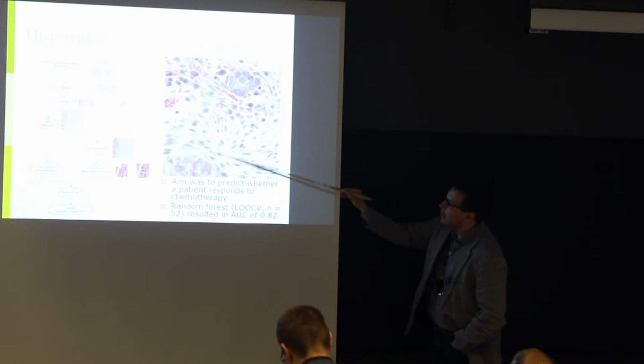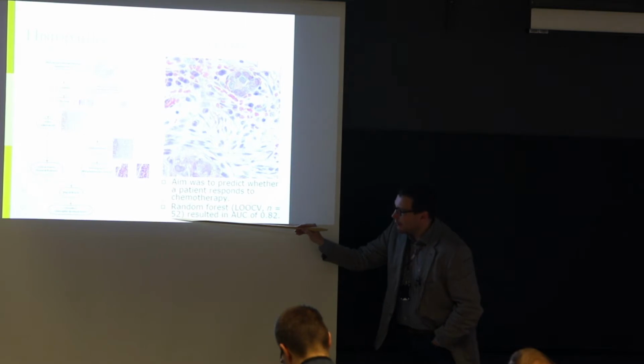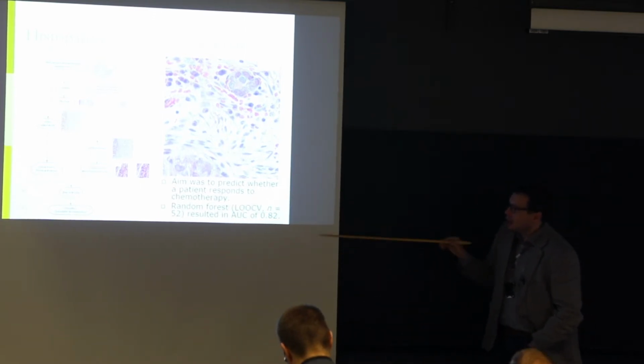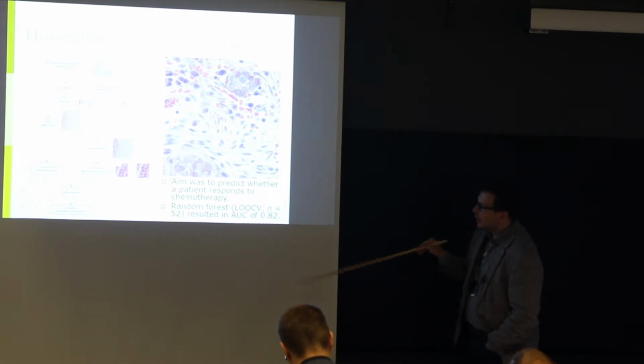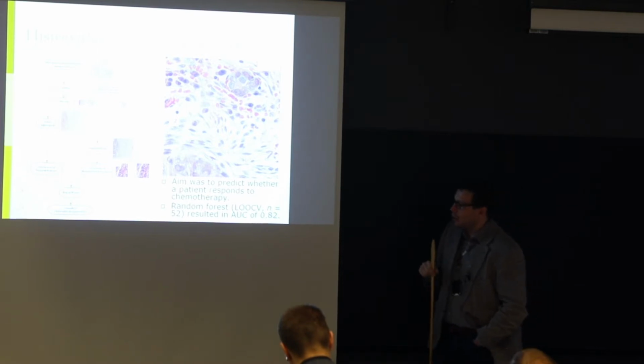How much information we gain from here, and it's actually pretty good. I was surprised to see that, okay, we have only 52 patients, but with random forest and leave-one-out cross-validation, we got the area under curve of 0.82, which is surprisingly good for me. I was expecting much lower.